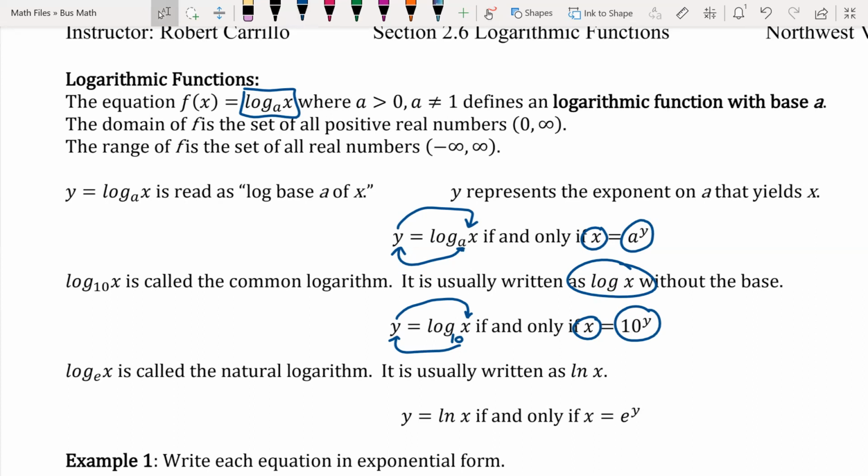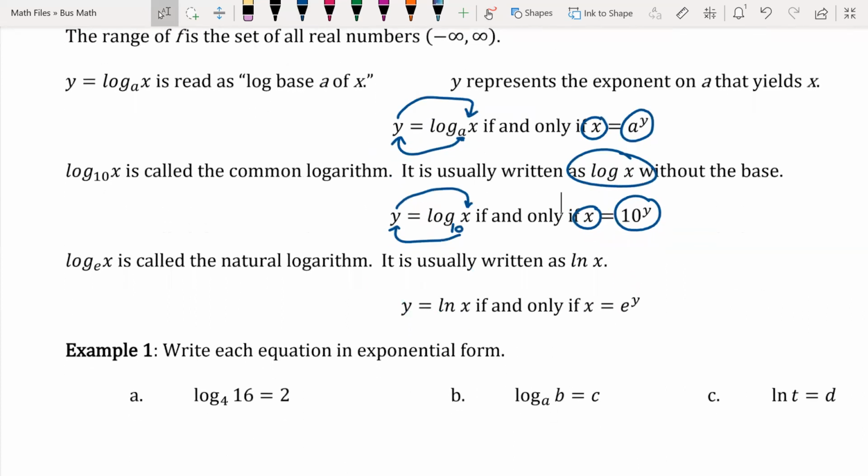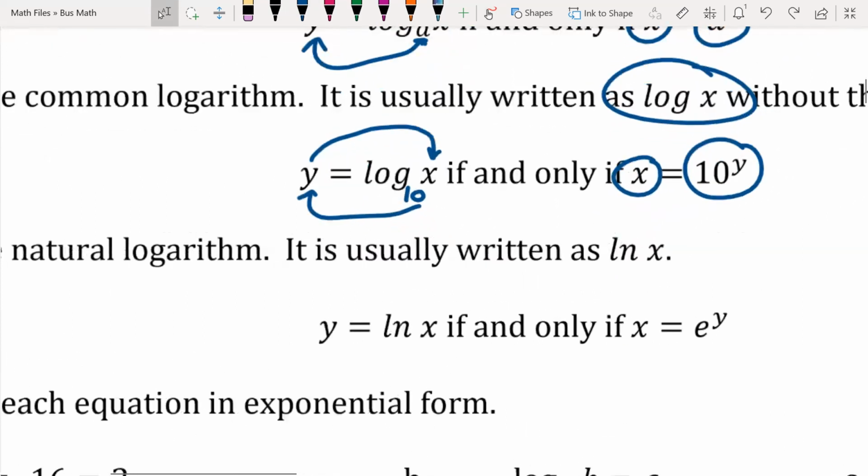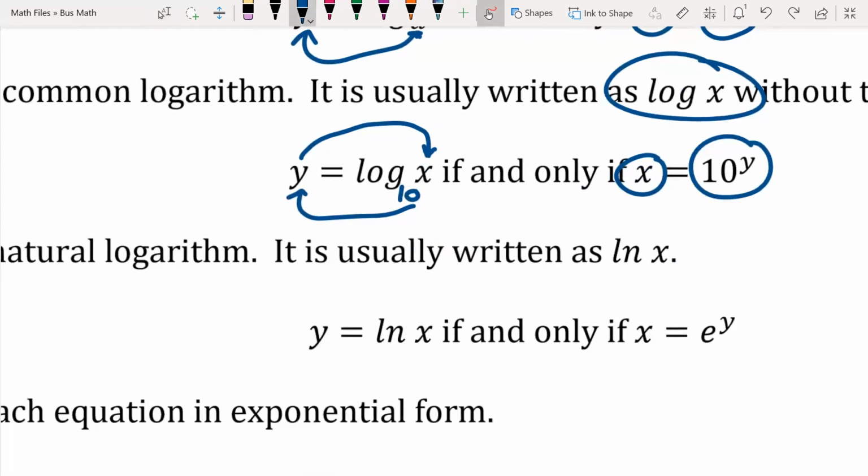Next is the natural logarithm, and it's usually written as the ln of x. If you see the natural log of x, understand that the base of this log is e. The base of the natural log is always e. If we wanted to convert the natural log to exponential, we would write that base of e and then convert. We would say e raised to the y and set it equal to the inside, x. E raised to the y equals x.